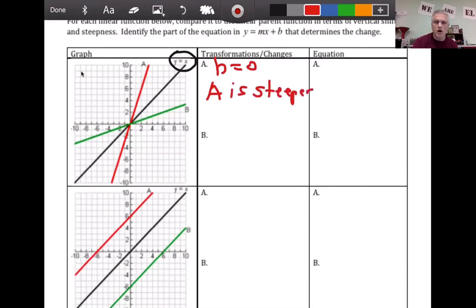So what did they have in common? The parent function and line A both cross the y-axis at 0. What do they not have in common? The slopes are not the same. The black line has a slope of 1, as we said previously. If we look at 2 points, let's go with the origin, which red is passing through, and then the point 1, 3. You start at the origin, you can rise 3 and run 1. You could do it again, rise 3, run 1, rise 3, run 1. So the slope is 3/1 for line A.